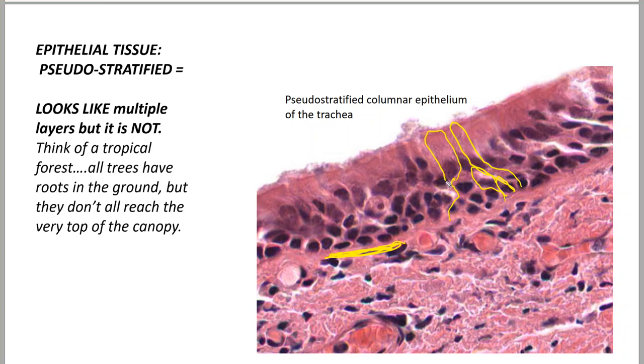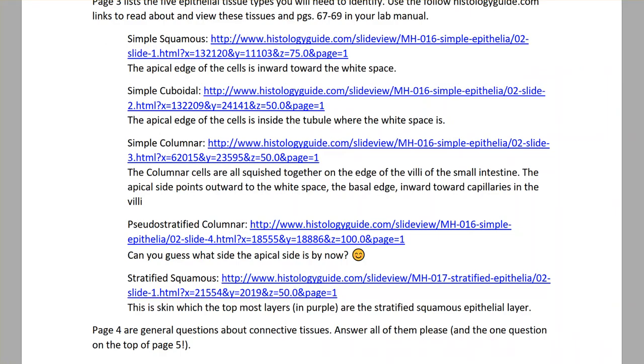There's a cell that goes all the way down. Pseudostratified, fake stratified. I describe it here as like a tropical forest. All of the trees have roots in the ground, but they don't all reach the apical surface or the top of the canopy. And here in the lab instructions are all of the links to those slides. And I literally clicked on these links and took pictures of the tissues I found and put them into my slideshow.